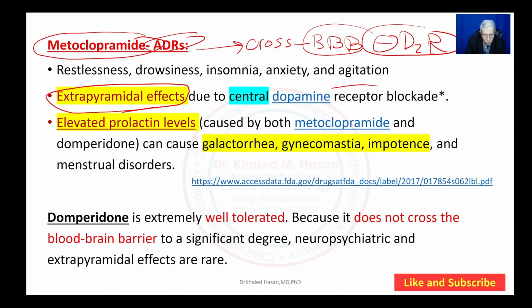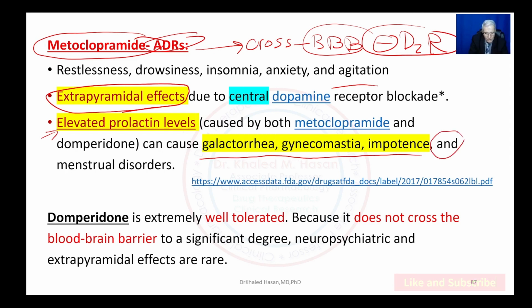Number two, metoclopramide increases the level of prolactin. So when you inhibit dopamine receptors, the result will be extrapyramidal effects and an elevated level of prolactin, due to the effect on the prolactin hormone in the brain, and the patient may suffer from galactorrhea, gynecomastia, and impotence. Okay, if you talk about women, the woman may suffer from menstrual disorders.